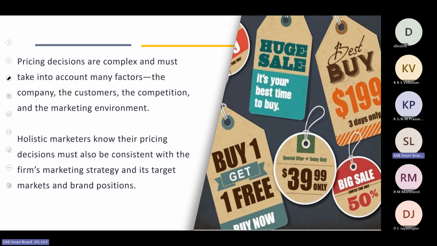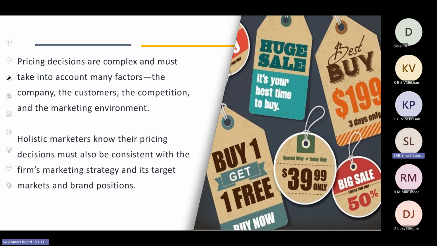So when we are setting pricing, though I told you that it is the most flexible item, we still have to consider so many things when we are setting the price. Like what is happening in the environment, how competitors have set their prices, or what their strategies are, and how we are going to communicate our market position in the marketplace. All of that has to be considered when we are setting the price.